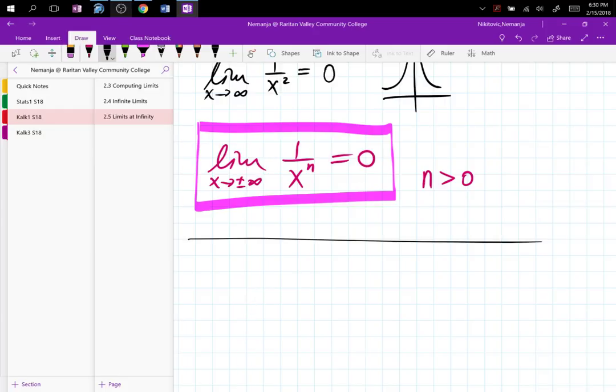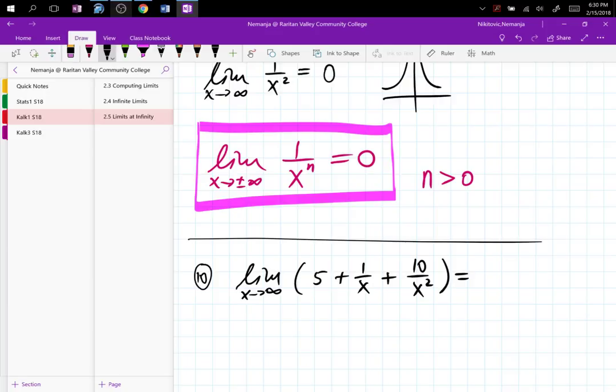Number 10 says, limit as x goes to infinity of 5 plus 1 over x plus 10 over x squared. So what is this equal to? Robin? 5. Good. Because as you divide one piece of paper by infinity, it's going to go to 0. When you divide 10 pieces of paper by infinity, it also is going to go to 0. So the answer is simply 5. Beautiful.